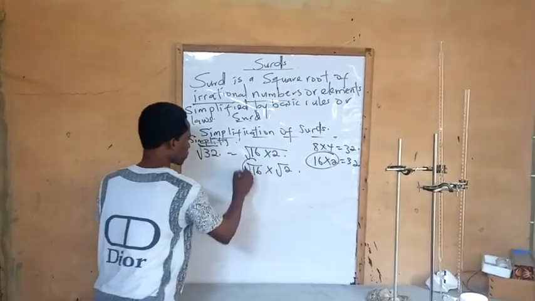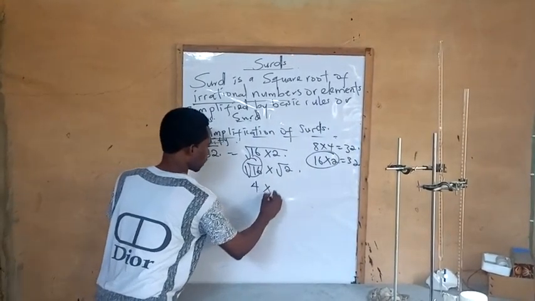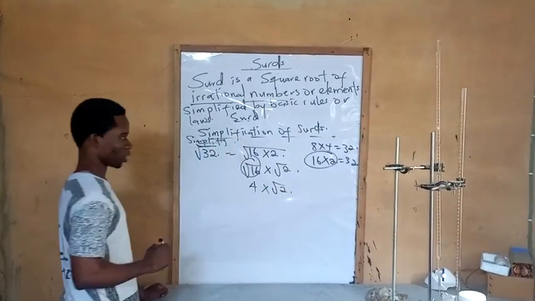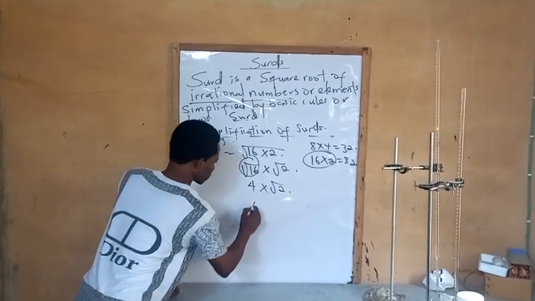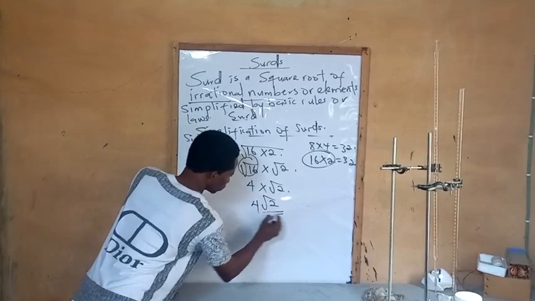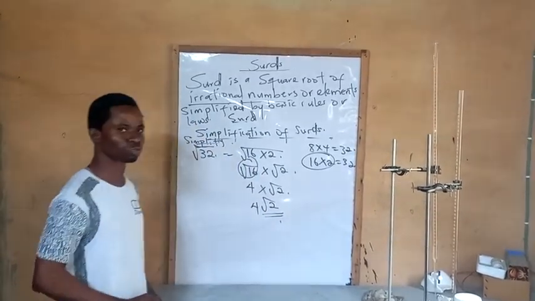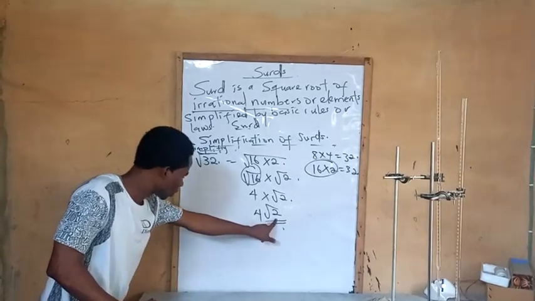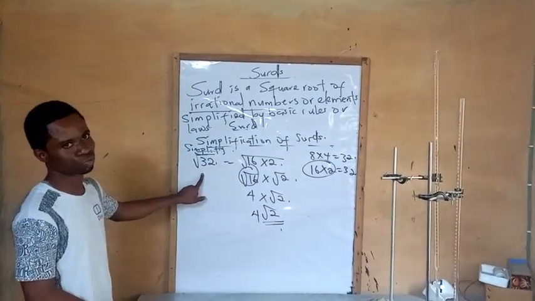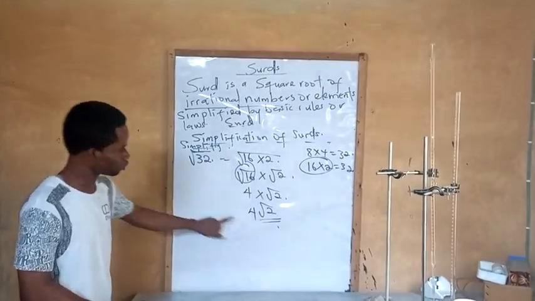So this square root of 16, we all know, is 4, times the square root of 2. Are you getting this now? So that is 4 root 2. So this is the surd form of root 32.